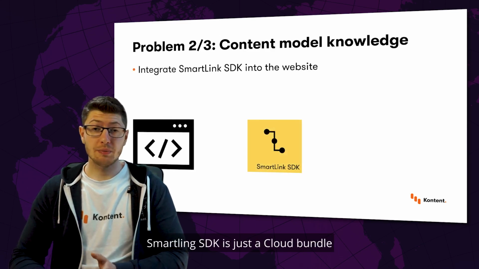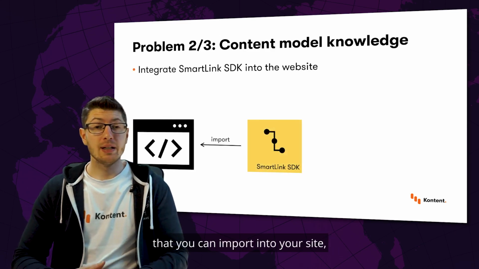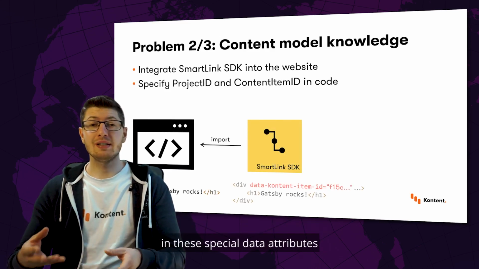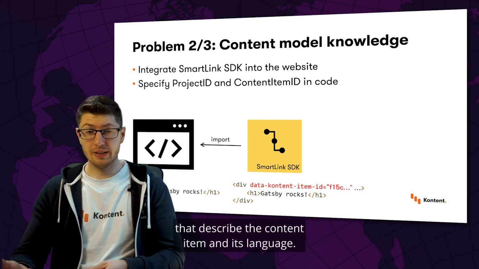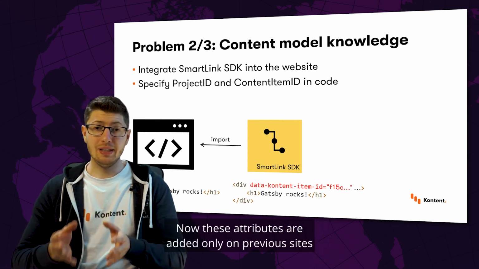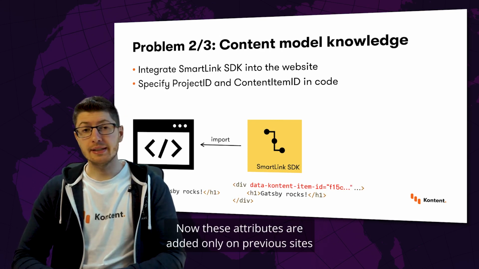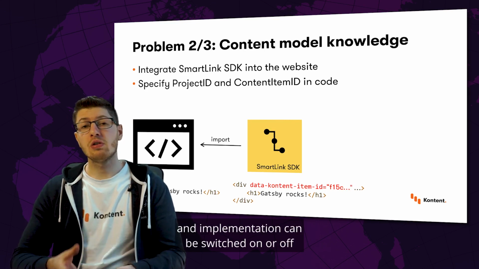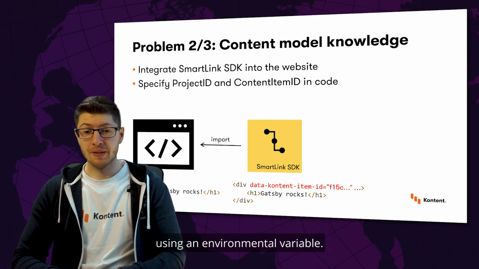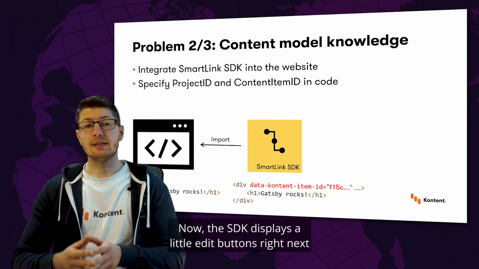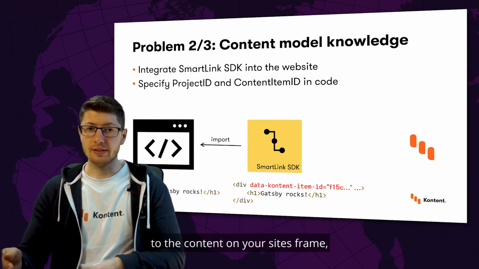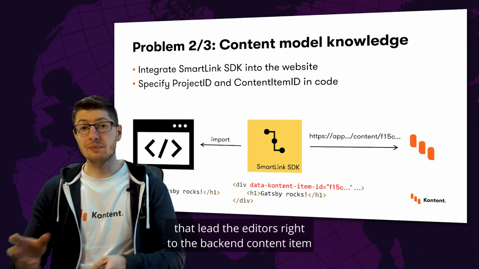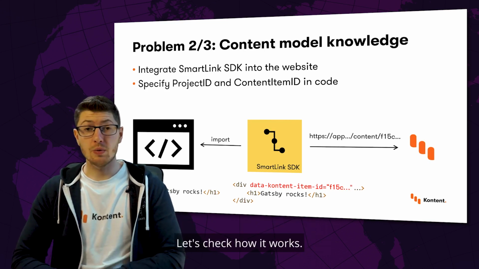Smartling SDK is a JavaScript bundle that you can import into your site, and whenever you are displaying data from headless CMS, you can wrap these content items in these special data attributes that describe the content item and its language. Now, these attributes are added only on preview sites, like the one hosted on Gatsby Cloud, and the implementation can be switched on or off using an environmental variable. Now, the SDK displays little edit buttons right next to the content on your site's frame that lead the editors right to the backing content item in the headless CMS. Let's check how it works.